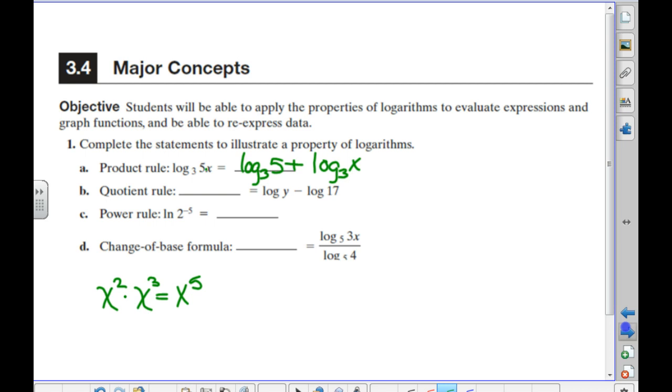All right, the quotient rule, guys. Quotient means divide, so what are we gonna rewrite that as? Log of 5 over log of 6. Nope. Oh. Can't take 2 separate logs that are subtracted and rewrite them as 2 separate logs divided. You gotta combine them into one. It's y over 17. Minus, divide, we're good?